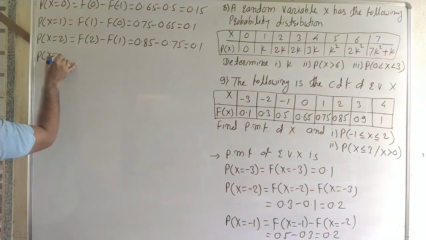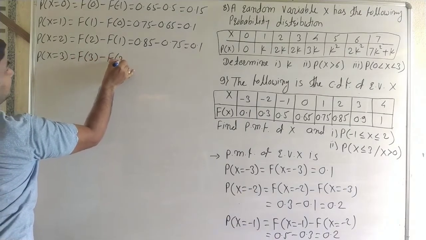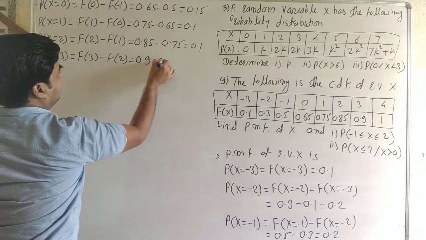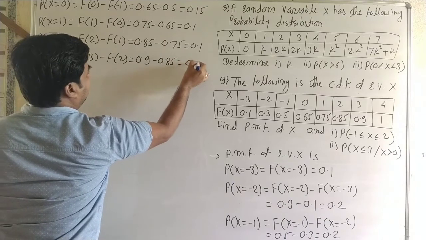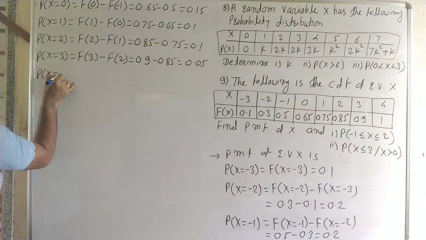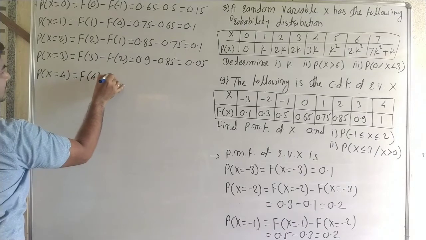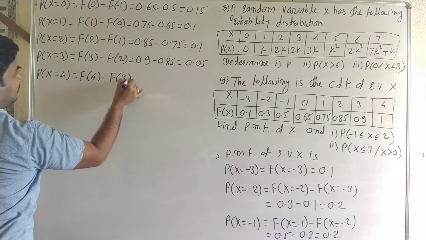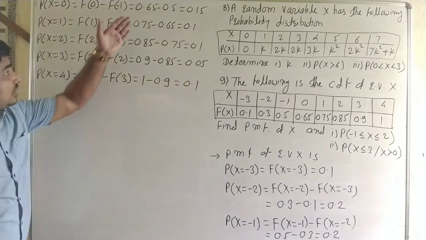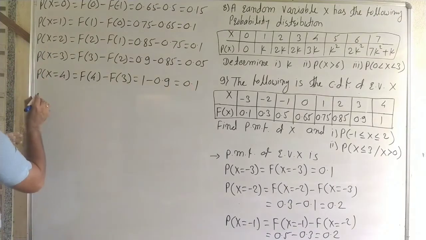Probability of x is equal to 3, it is f of 3 minus f of 2, and f of 3 is 0.9 minus 0.85, and that is 0.05. It is a subtraction. Last, probability of x is equal to 4, it is f of 4 minus f of 3, then 1 minus 0.9, it is 0.1. Here these are all the probabilities. Here it is a cumulative distribution function. Now we write the probability mass function.